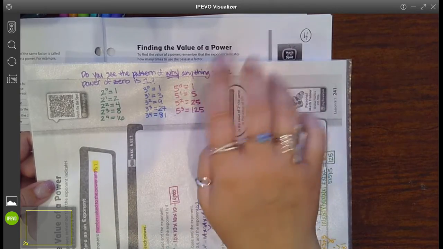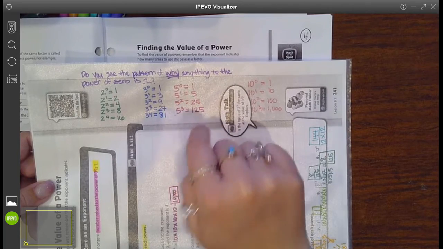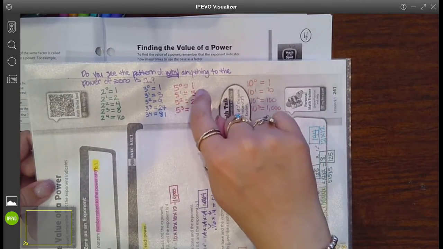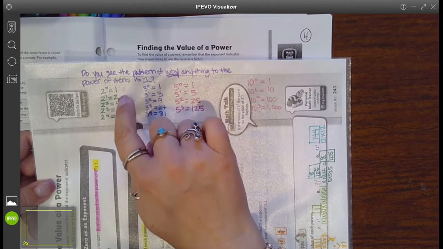Okay, so we see the pattern. 5 is 5. 5 times 5 is 25. 5 times 5 times 5 is 125. As you move up, what are you doing each time? Here, you're multiplying by 2.